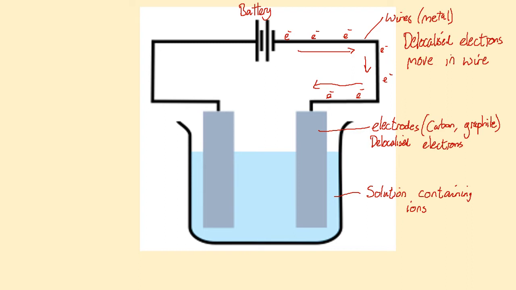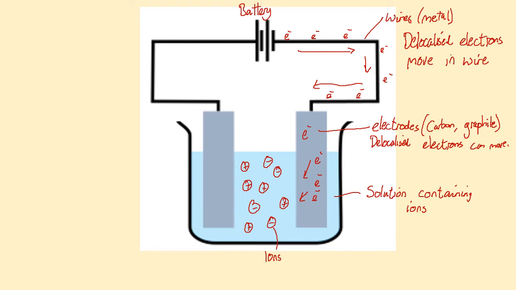So our delocalized electrons can move here. So we get more delocalized electrons that are able to move. Now they want to go into the solution. Now there's no delocalized electrons in the solution, but there are ions floating around in the solution. These ions are free to move. These ions have charges.